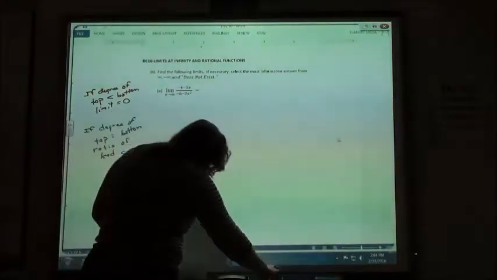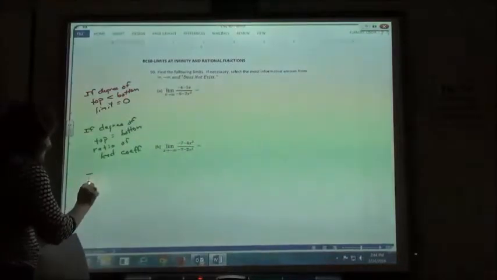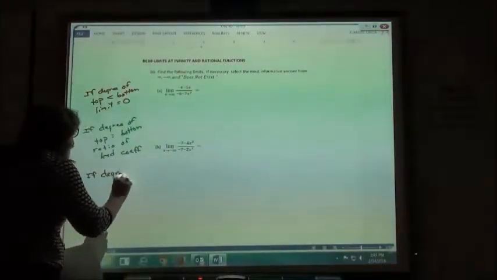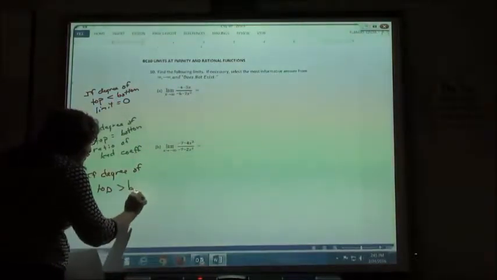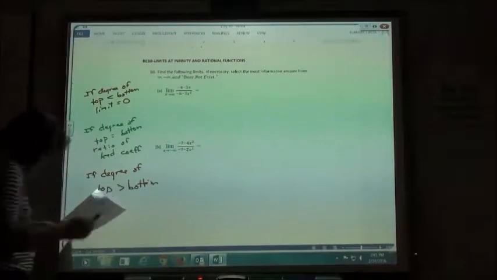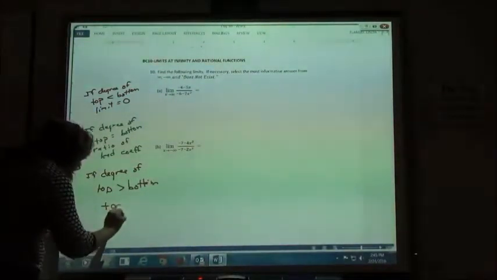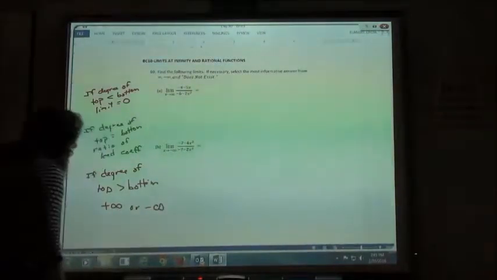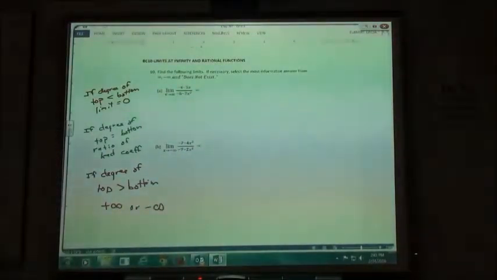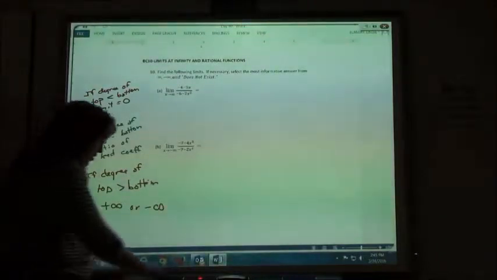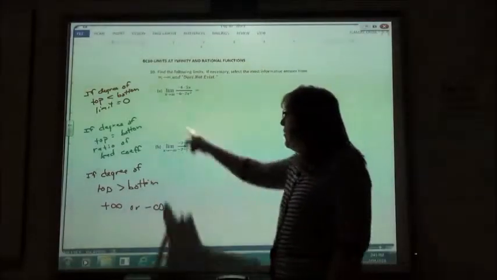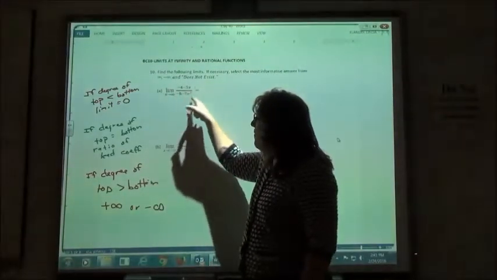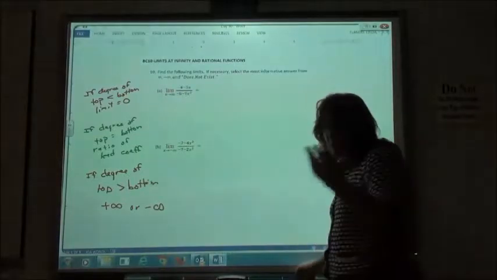And if the degree of the top is greater than the degree of the bottom, that's our third case, then I'm going to have either positive infinity or negative infinity for my limit. And I have to figure out which one it's going to be. So those are my rules as x approaches infinity if I have a rational function, which is a fraction.